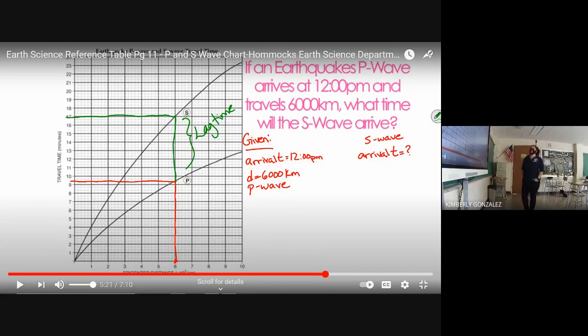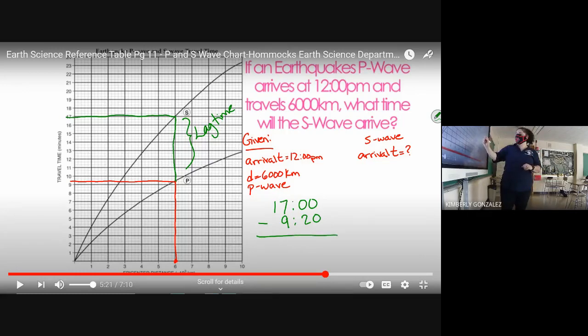Blair, what do you think? 5 minutes and 40 seconds. 5 minutes? 6 minutes. Okay, so let's look. We have 17 minutes and 00 seconds. That's how long it takes the S wave from the epicenter to the seismic station, right? We said that it's going to take 9 minutes and 20 seconds for the P wave to get there. What's the difference? Well, we take 1 away from 17, right?